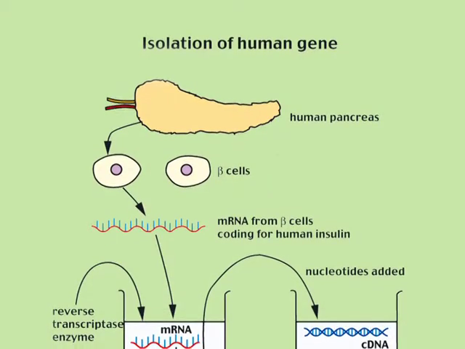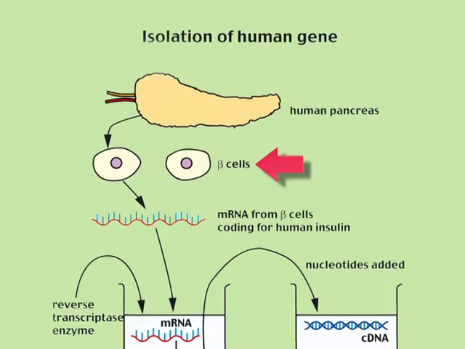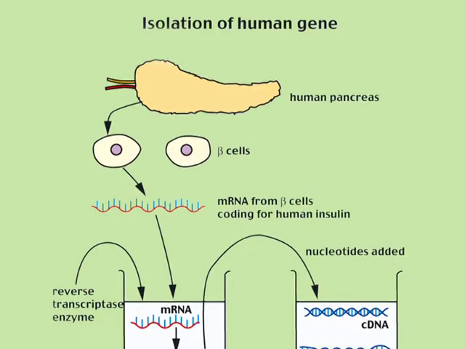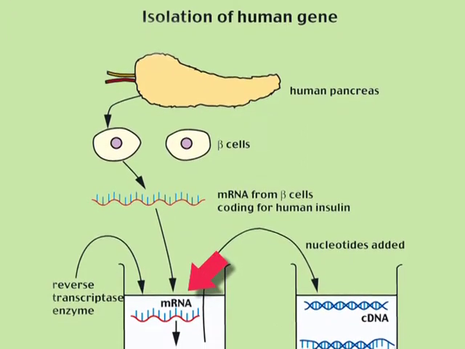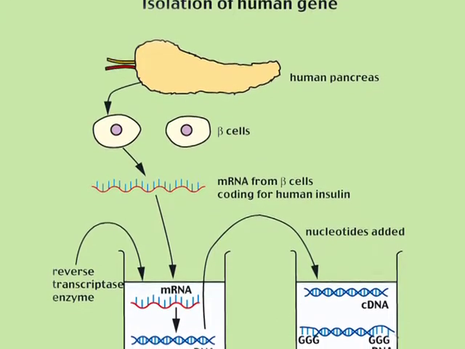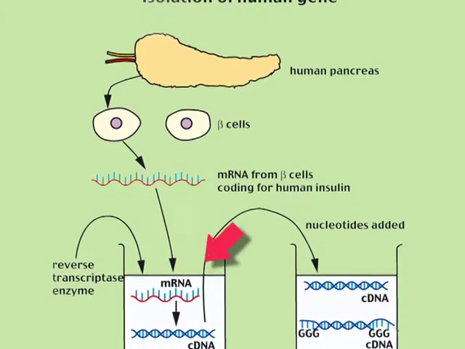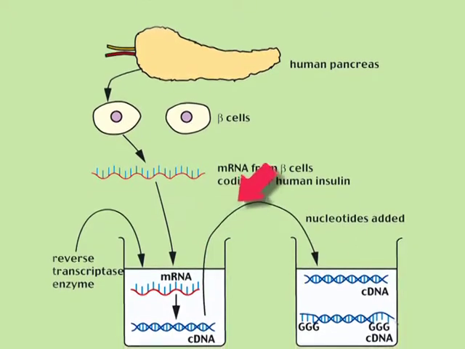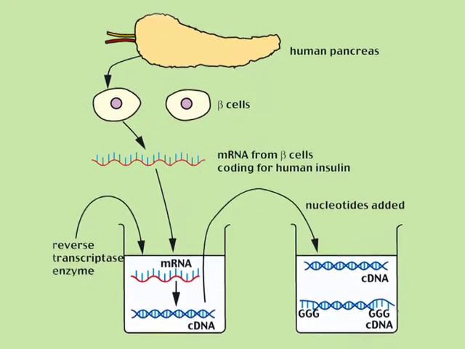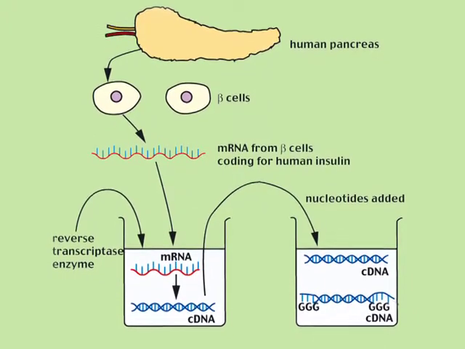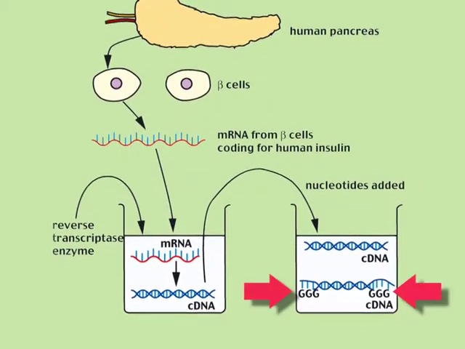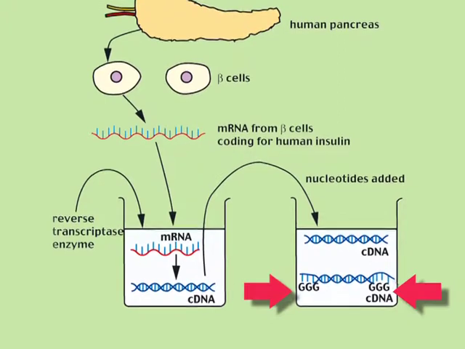Another approach is to look at the beta cells of the human pancreas. These cells produce insulin, and so there will be a lot of messenger RNA, or mRNA, carrying the genetic code for insulin in those cells. If the mRNA for insulin is extracted and treated with reverse transcriptase, then complementary DNA will be produced. If this is treated with DNA polymerase, more of the double-stranded DNA can be made. Extra guanine nucleotides can be added to the ends of these DNA molecules.